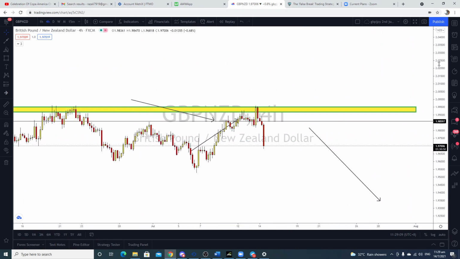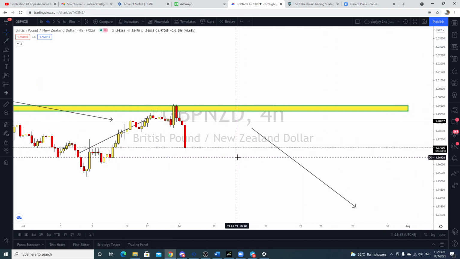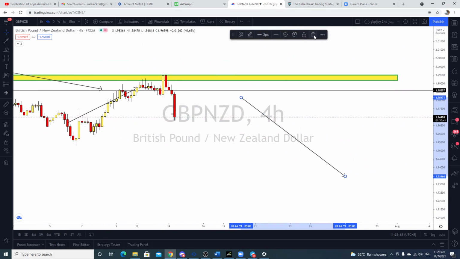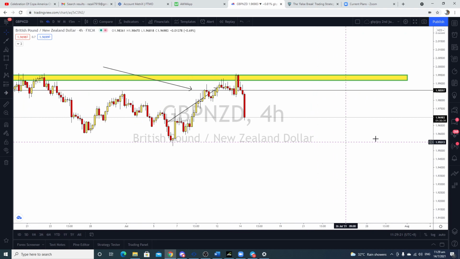As I said, this is done based on technical analysis. I don't care about the news. The news will just propel your entries or your orders to be better. That's all.